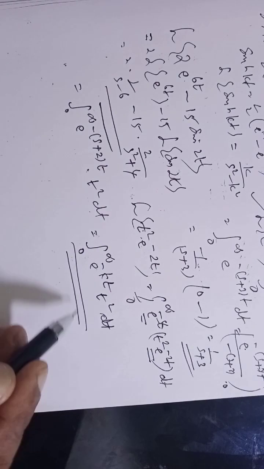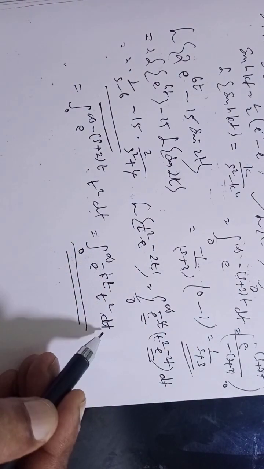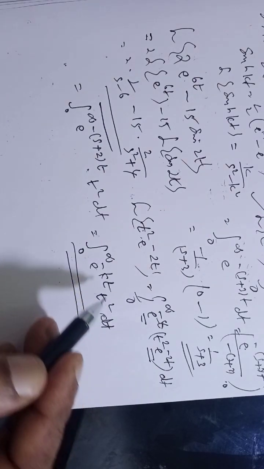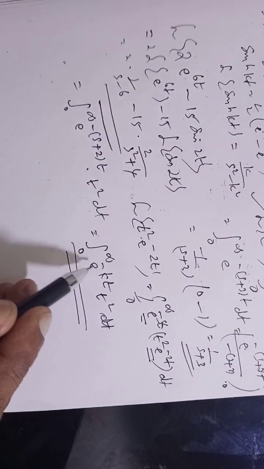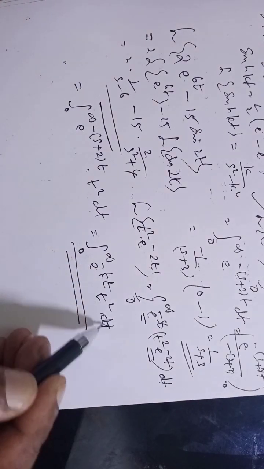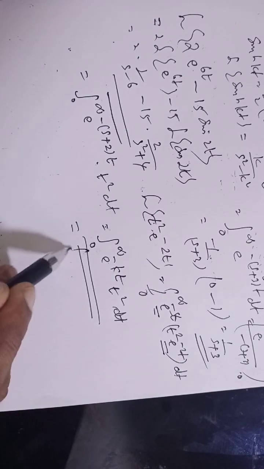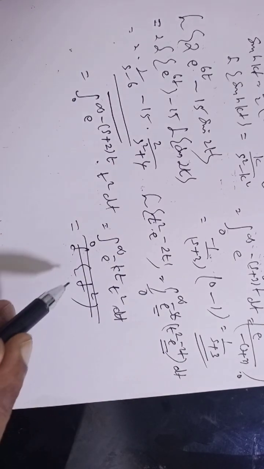This is some formula, integral 0 to infinity e raised to minus st into f of t dt. Likewise, it is integral 0 to infinity e raised to minus kt, instead of s here k, into f of t dt. F of t is t square. Therefore, we can take this as Laplace transform of t square.